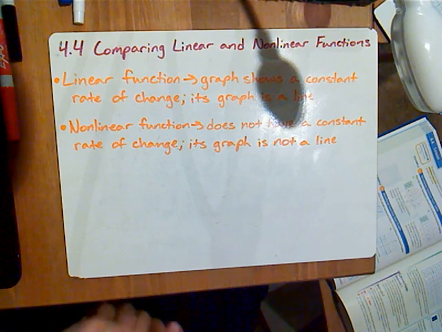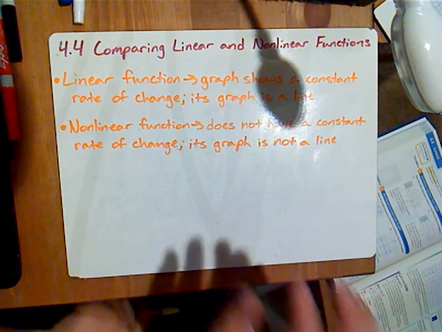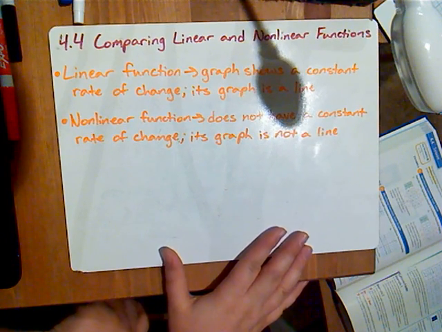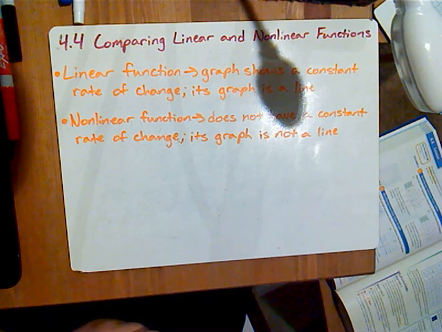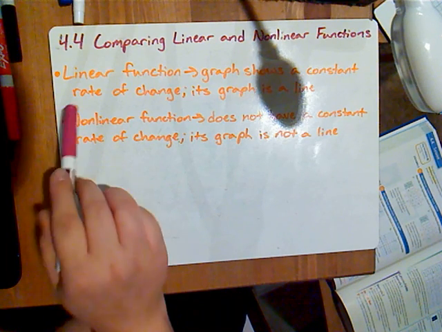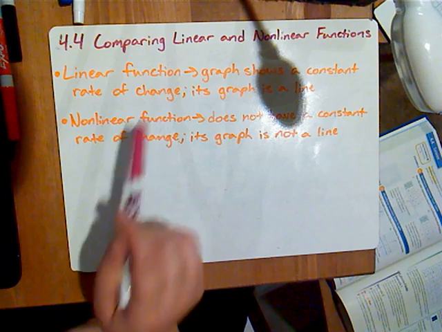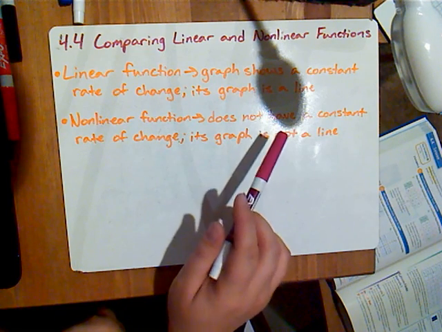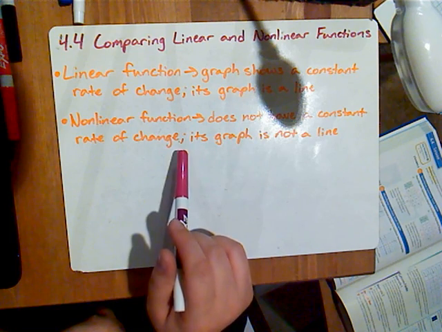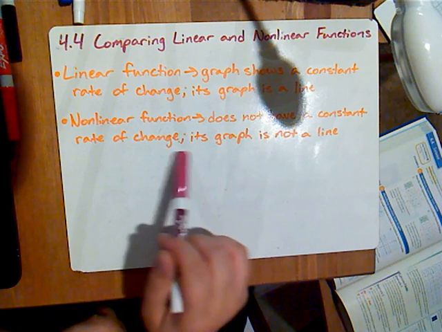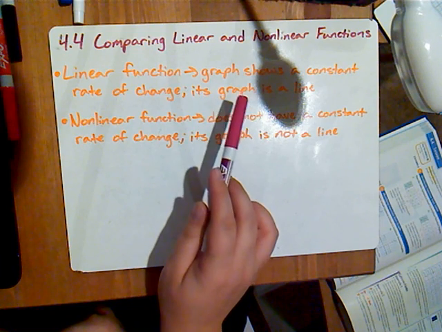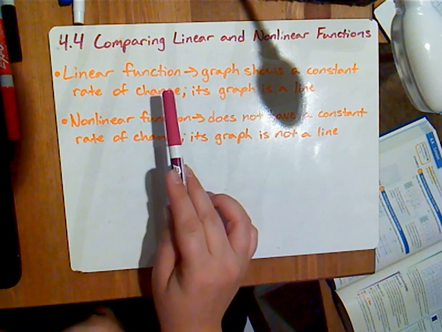Nonlinear functions do not have a constant rate of change, and so their graph is not a line. So with linear functions, the graph is going to make a line. With nonlinear functions, the graph does not make a line. No constant rate of change, no line: nonlinear function. Constant rate of change is a line: those are linear functions.